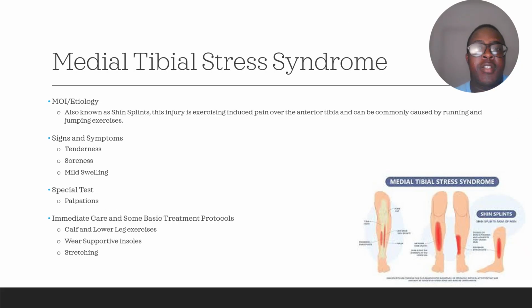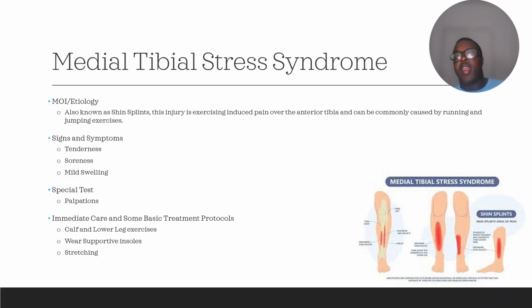Medial tibial stress syndrome, more commonly known as shin splints, is an exertion-induced pain over the anterior tibia and can commonly be caused by running, jumping exercises, or any exercises that cause a lot of weight bearing in the shin. So if you look here, the little redness here and here, that's where you would commonly see the injury caused by shin splints.